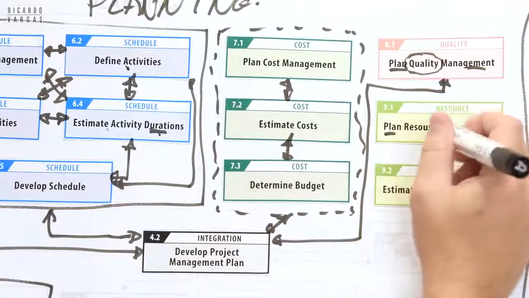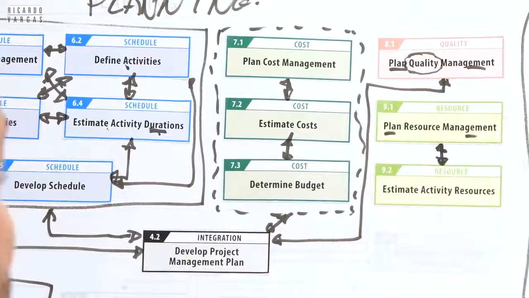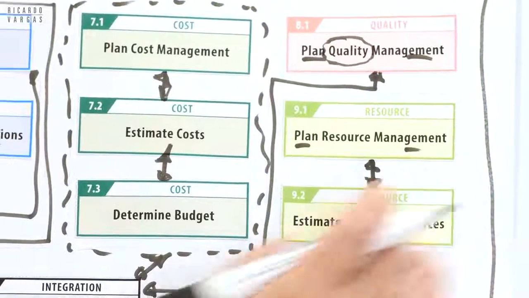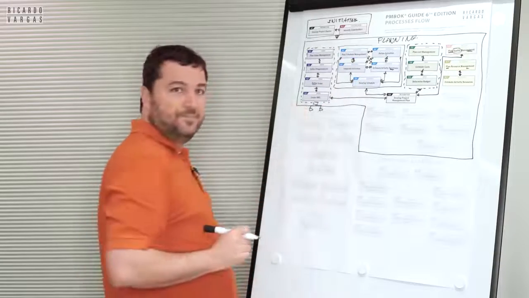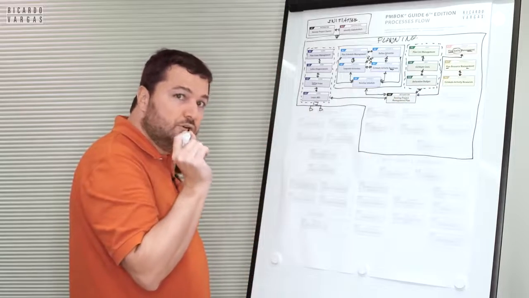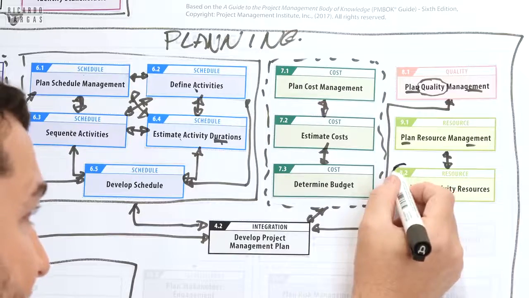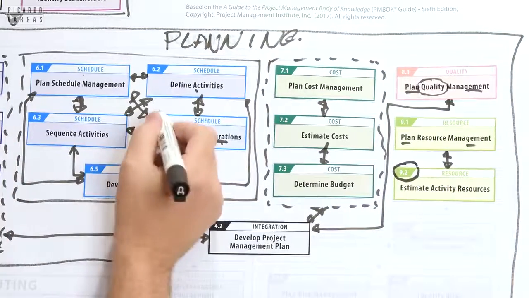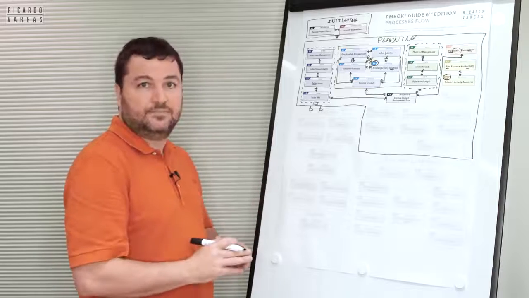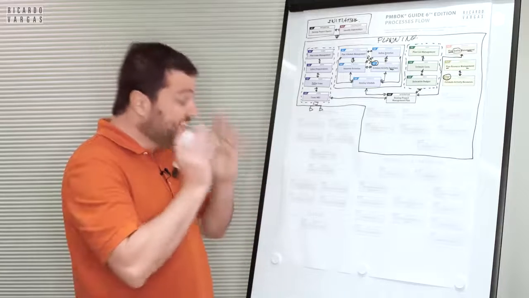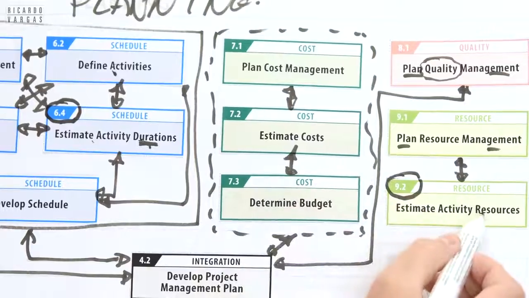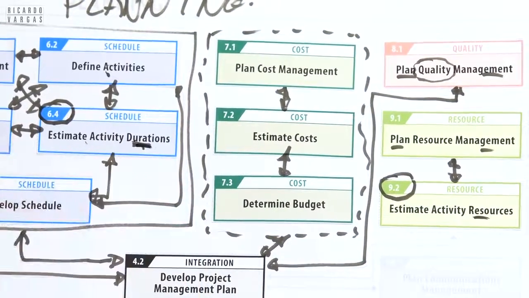Oops, let's understand this, because here we have something new. In the past, activity resource or estimate resource used to be on the time. Now with this new resource area, it was moved to resource. But I want you to pay attention to this. This item 9.2 and this item 6.4, they are brothers. They are twins, better. They cannot live without the other. Why? Because I need to know which resource I have to estimate how much time I will take.